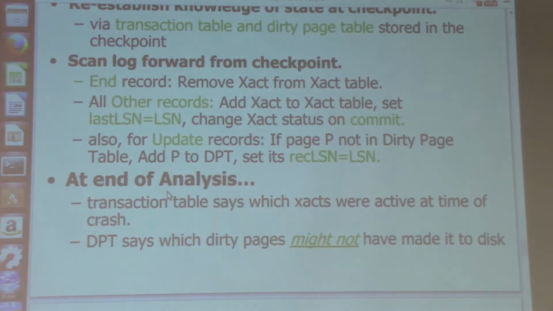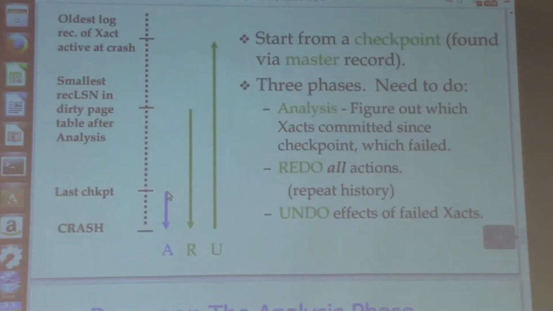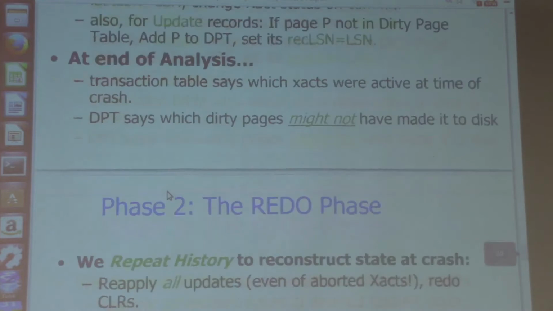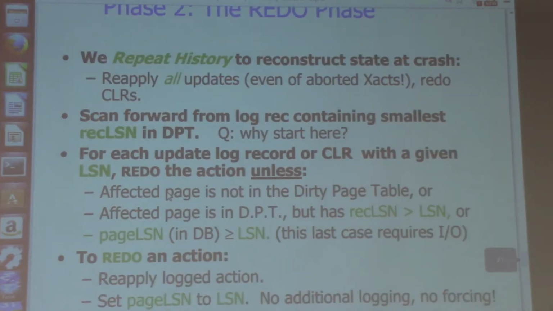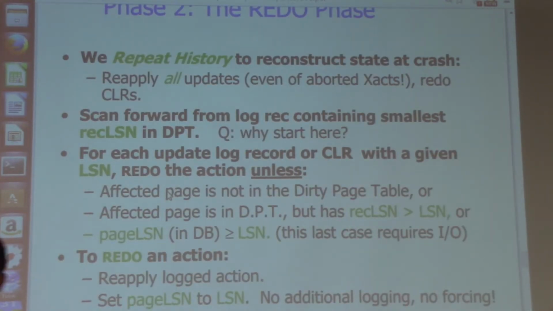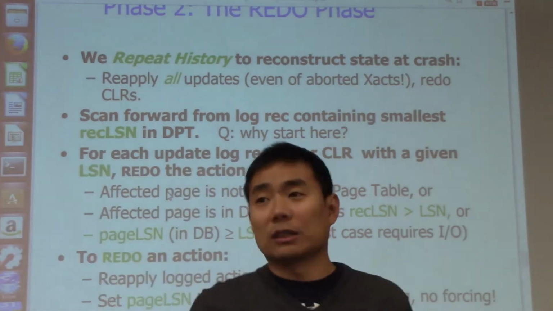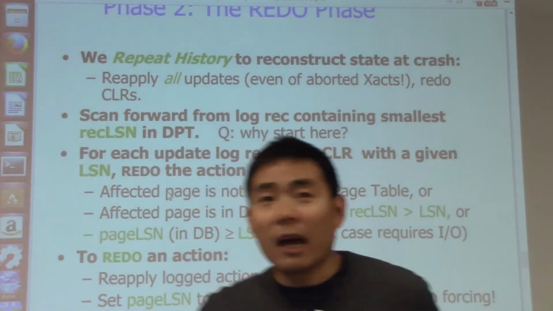Okay? After analysis, we get a really good understanding of these two tables at the time of the crash. Not exact as they were at the time of the crash, but a very good understanding of that, for two reasons. One is I don't know the buffer manager actions, and I lost this guy forever after the flush action. But pretty good, fairly close. What about redo? Well, go to the smallest recLSN and scan the log forward. That's it.